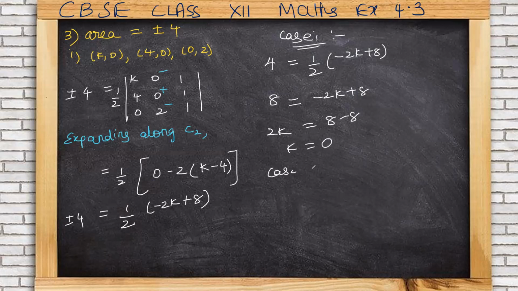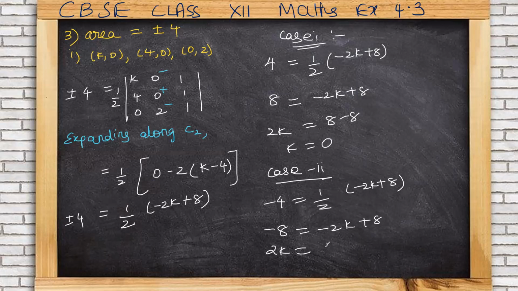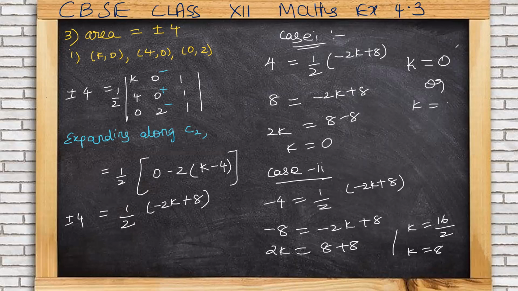Then case 2, taking the minus sign. So minus 4 is equal to half into minus 2k plus 8, and taking the 2 as usual to the left side, it is minus 8 equals minus 2k plus 8. Taking minus 2k to the left side as plus 2k, and minus 8 to the right side as plus 8, so 8 plus 8 is 16. 16 by 2 is 8. So k is equal to 0 or k is equal to 8 is the final answer.